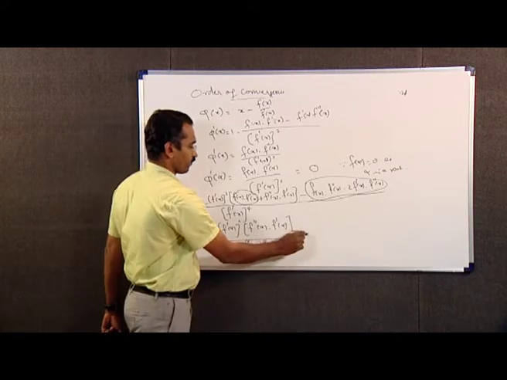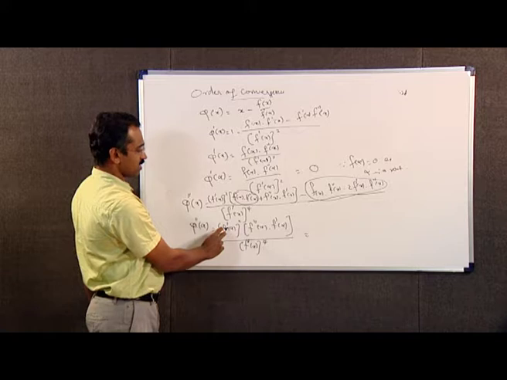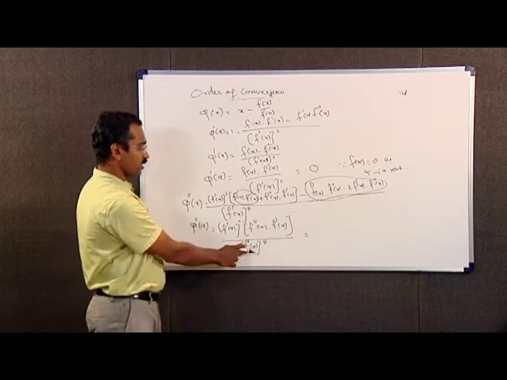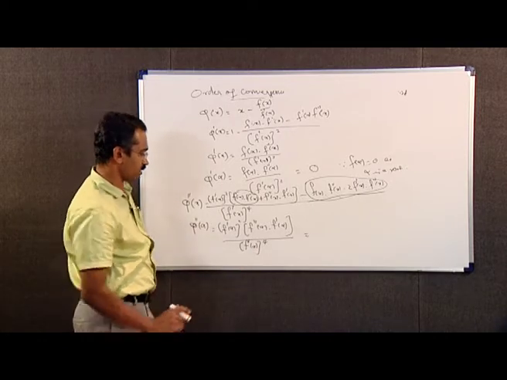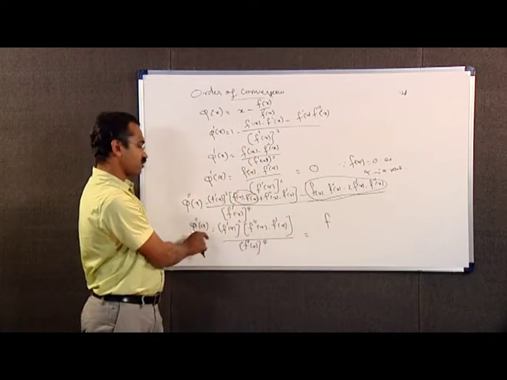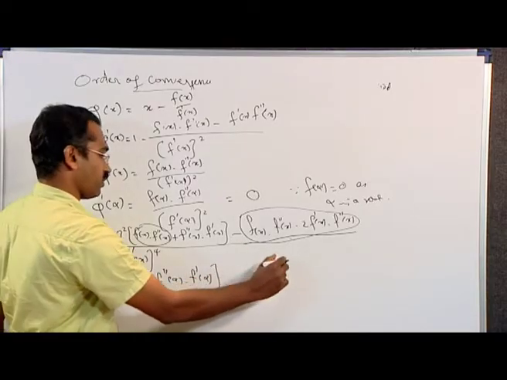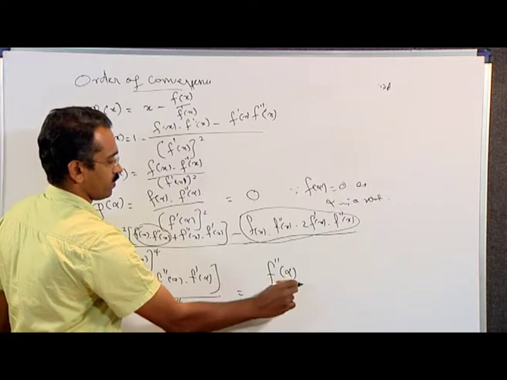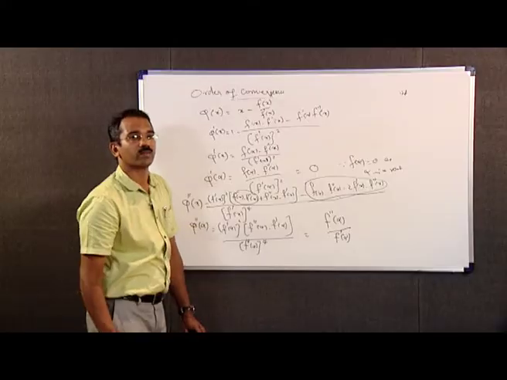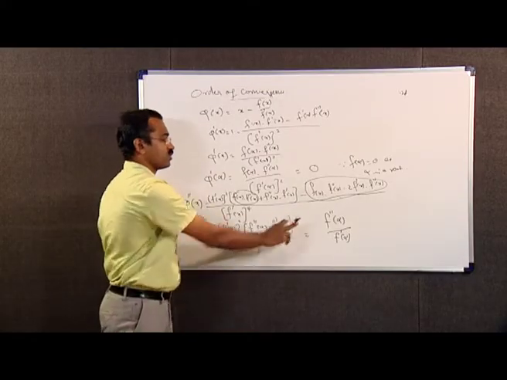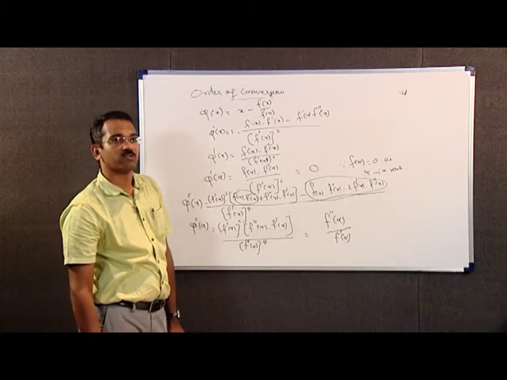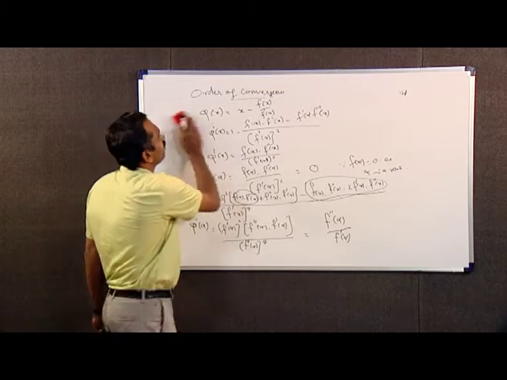That is equal to, this is f dash of alpha square into f dash of alpha is f dash of alpha whole cube. In the denominator, f dash of alpha raised to 4. On cancellation, we will get phi double dash of alpha is equal to f double dash of alpha divided by f dash of alpha. That is, phi double dash of alpha is equal to f double dash of alpha divided by f dash of alpha.